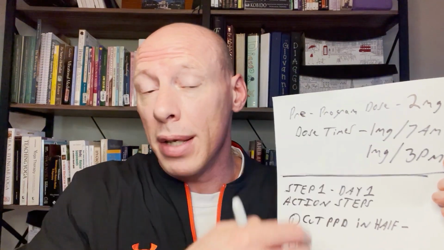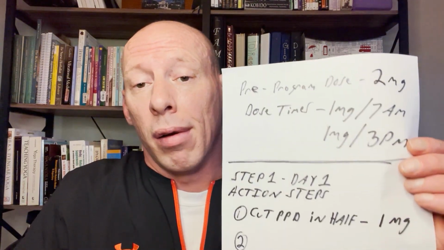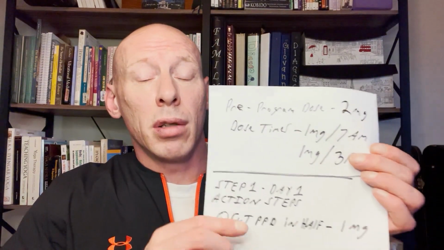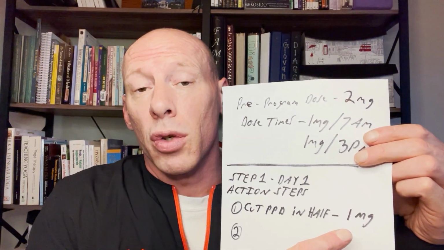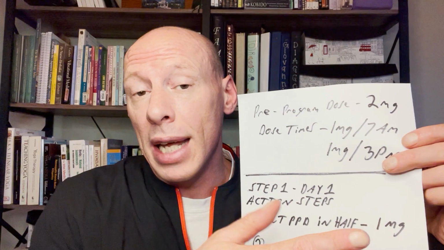That's our pre-programmed dose, okay? Our first action step for step 1 is to cut that in half. In my example, I started with 2 milligrams, so next to cut PPD in half, I'm going to put 1 milligram. Take half of your pre-programmed dose and put that number right here. The number we've established here for step 1 is your total amount of Xanax per day. Now we've already established different dose times. For me, I had 2 different dose times.